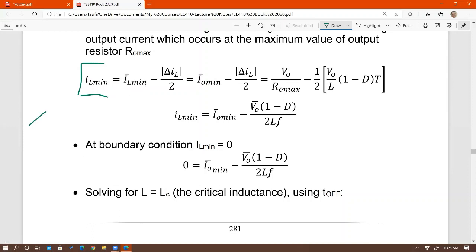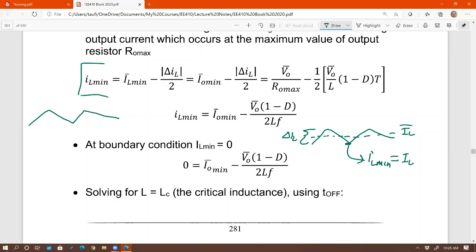So if I draw my triangle again, maybe over here, if this is the IL, if that's the average, and here's delta IL, I know that IL min right there must equal IL average minus delta IL over 2. Anybody disagrees with that? That's how I would start the equation. And this is only true for a buck. I cannot stress this enough, because I don't want you to apply the same thing for a boost or buck-boost. This is only true for a buck.